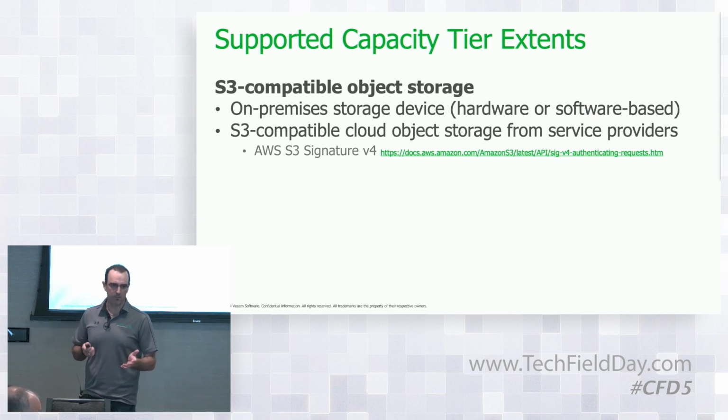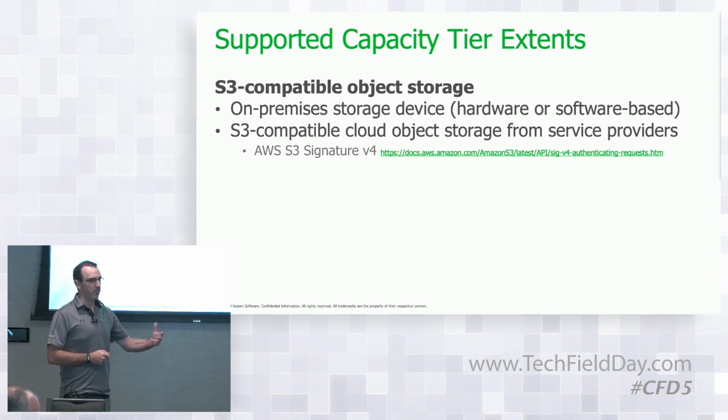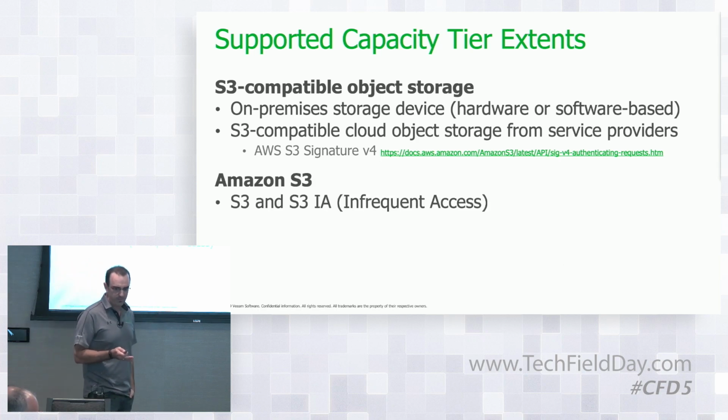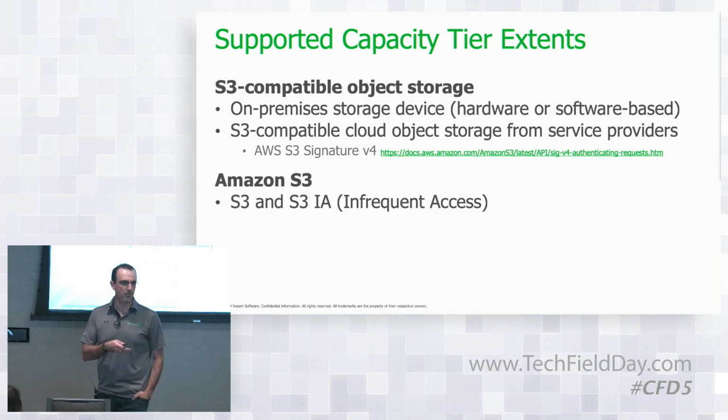That's basically the difference between a v2 and a v4, okay? And AWS is pushing very heavily the use of v4 across everything that they do now. Amazon S3 is obviously supported with S3 infrequent access. You'll notice that Glacier isn't on that list. Not quite yet. Again, more because of the time to first byte with Glacier.